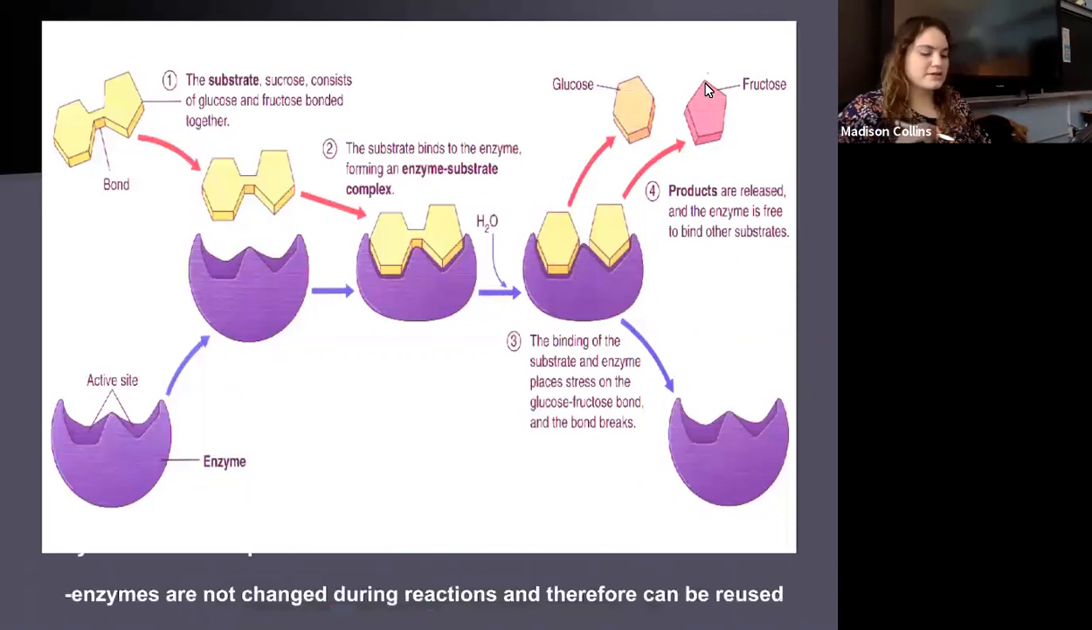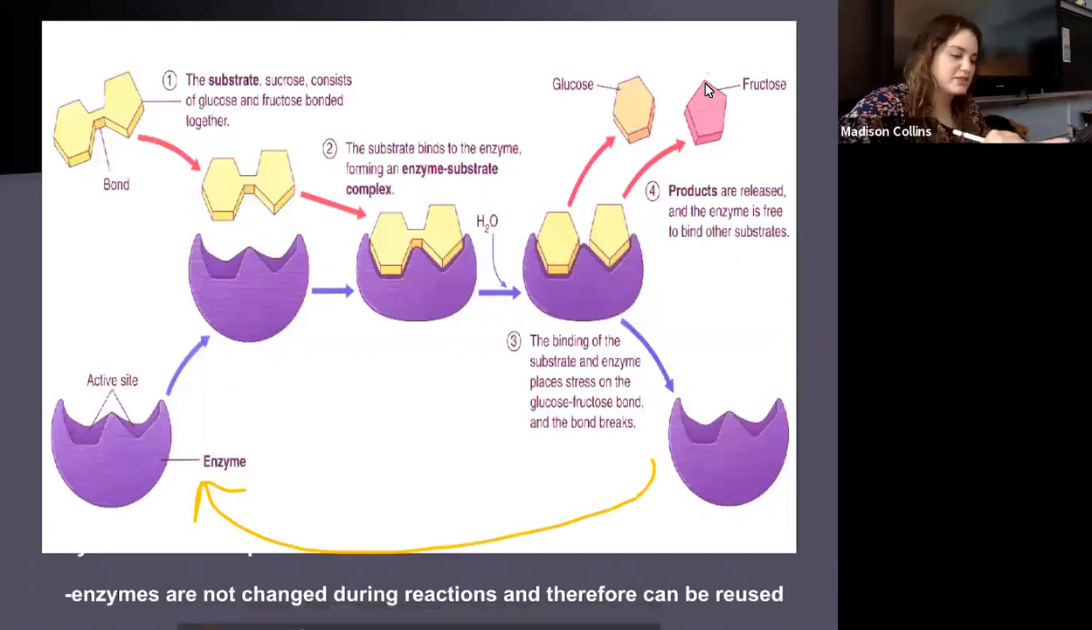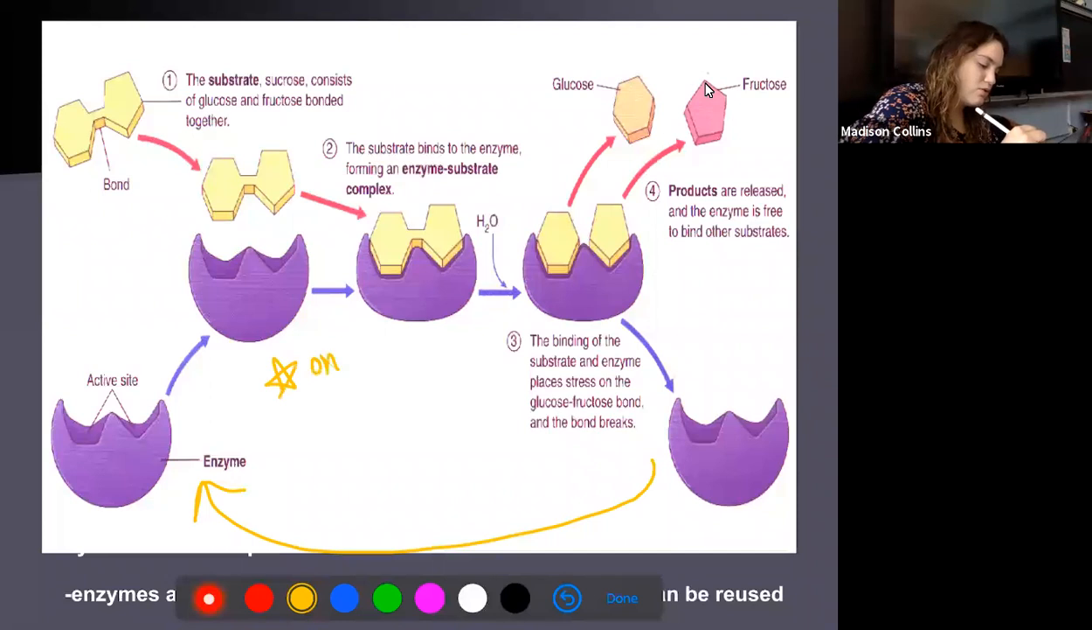All right, now enzymes, remember, as I just told you, are not changed during the reactions and can be reused. So we note that only the substrate is broken. The enzyme is not broken. I'm actually gonna write that down. So only the substrate is broken.